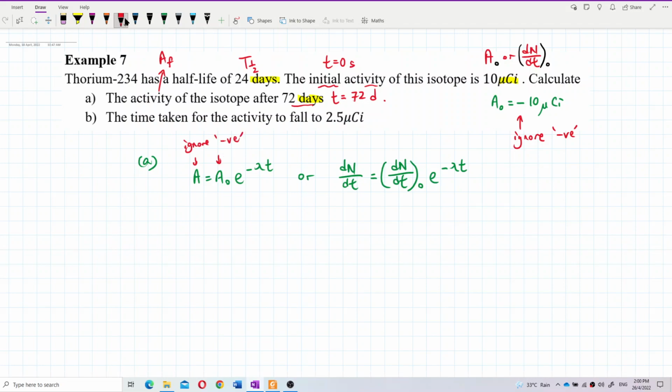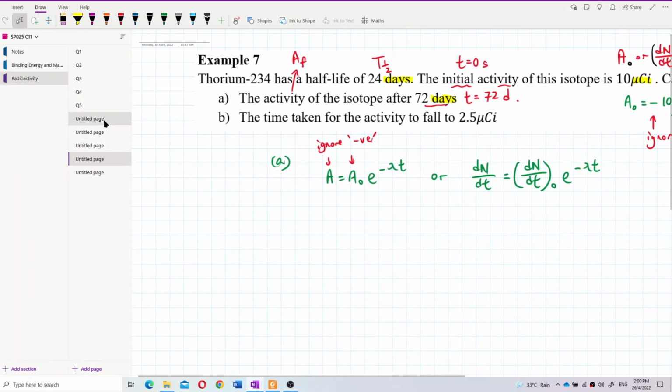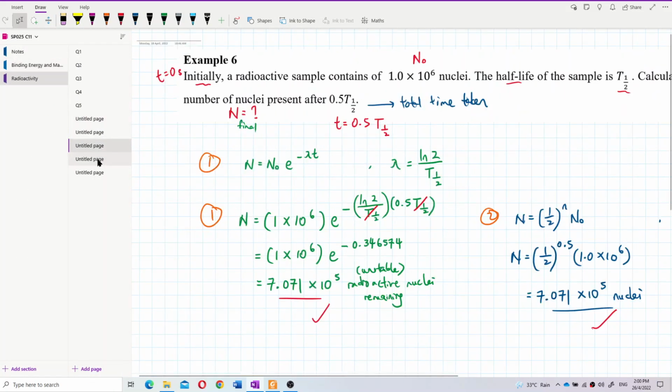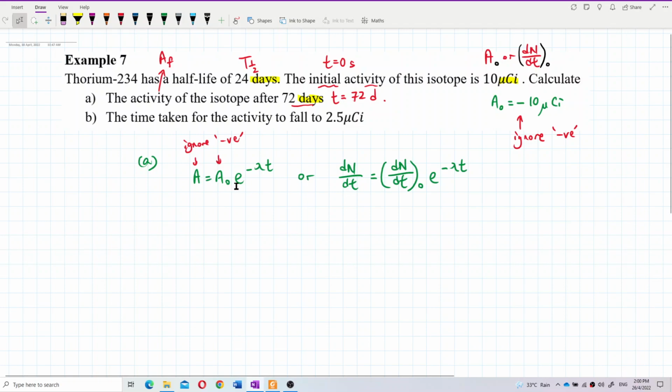Even if you put a negative sign for A and a negative sign for A naught, they cancel each other and become positive. So this time you just ignore the negative sign. In the previous question, dN/dt equal to negative lambda N, you must put a negative sign. But for this question, you can ignore it and just put A naught equal to 10 microcurie.